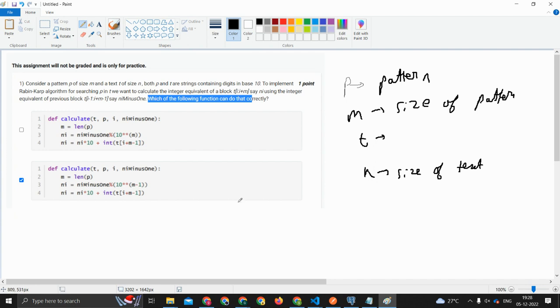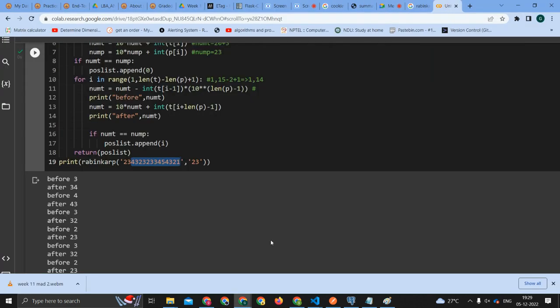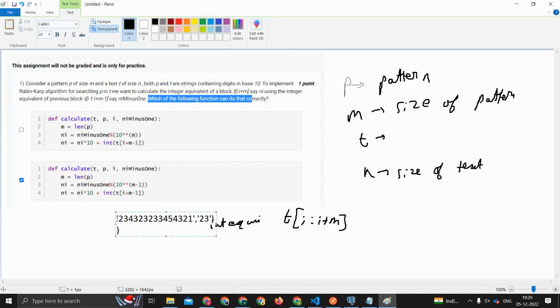Calculate the integer equivalent of the block equivalent of text of I colon I plus m. So what does this mean? Integer equivalent, what does this mean? See, integer equivalent here in this case is, see here, Ravina, this is a string, right? Yes, sir. So it's a string, and that string you are trying to convert to integer and find the value of the integer.